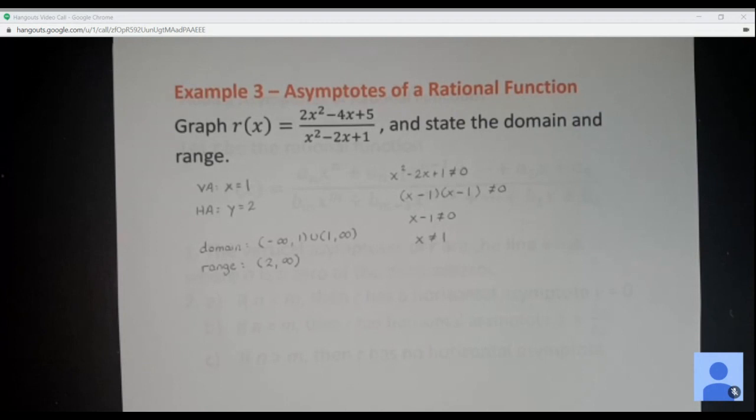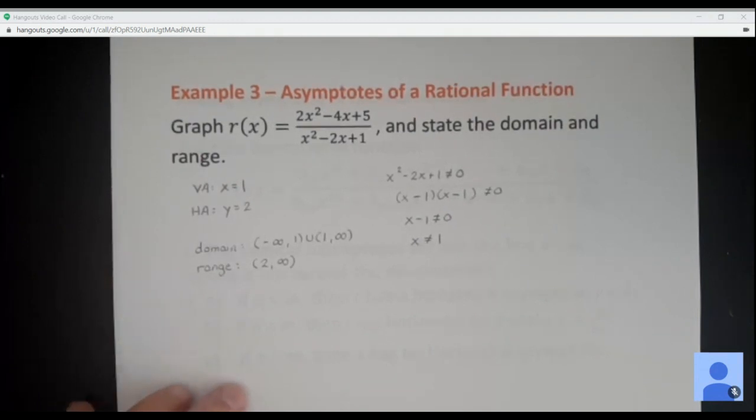Yes, Sarah. I may have missed this, but is there a way to find the horizontal asymptote algebraically? I am glad you asked, because that's the very next slide. So that's where we're headed right now. Any other questions on this one? And then I'll pull that slide up.